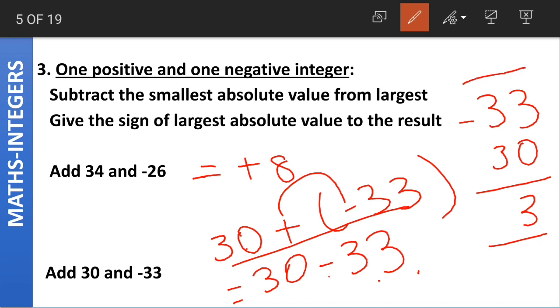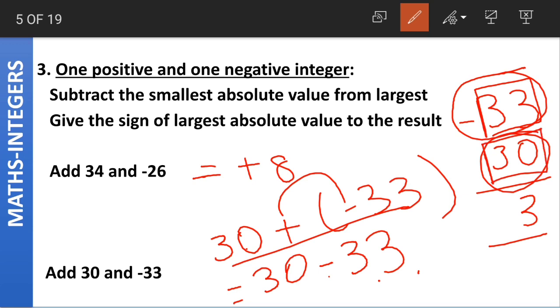I know that minus 33 is less than 30. Minus 33 is less than 30. But we are not looking at that value. We are looking at the absolute value. You have to compare 33 and 30. You shouldn't compare minus 33 and 30. Compare 33 and 30. Which of them has the larger absolute value? 33. And what sign does 33 have? Minus. So what sign will the answer have? The answer will also have the minus or negative sign.